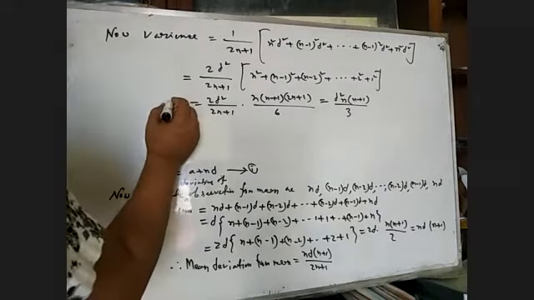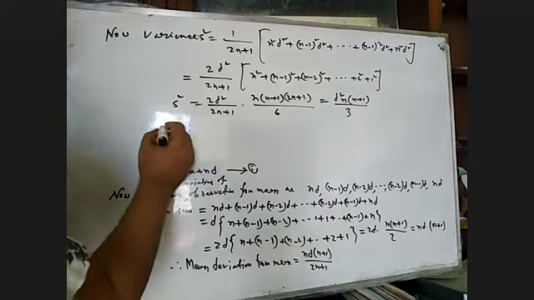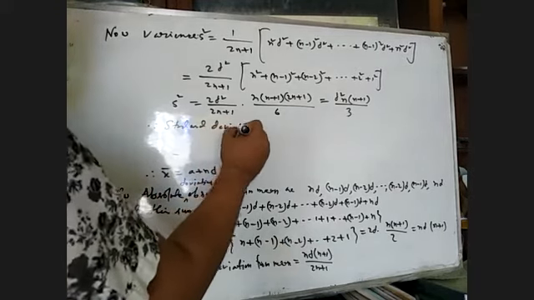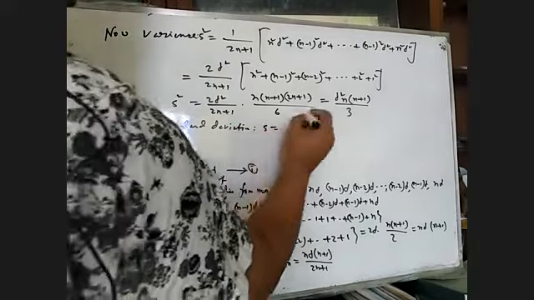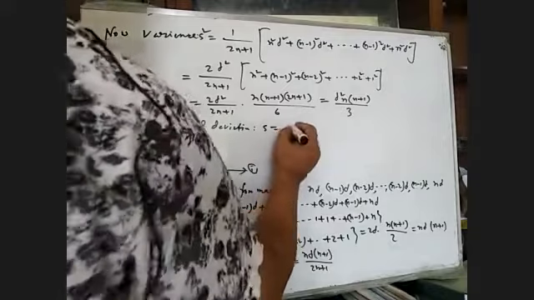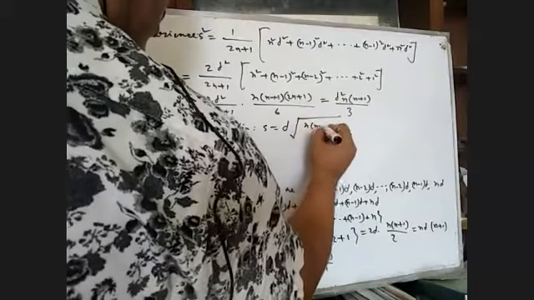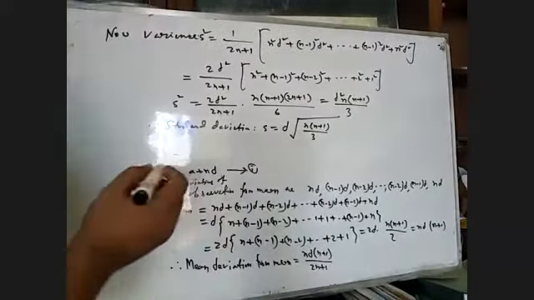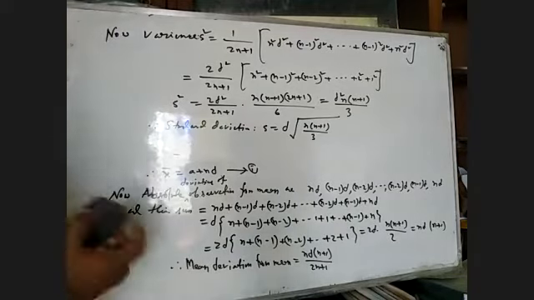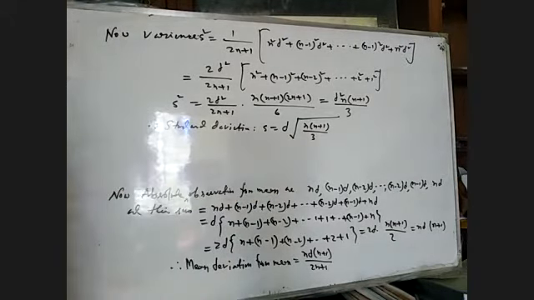Variance means you must know s square. So s square equals to this. So standard deviation s equals to what will be? Root over this, d into root over this one. Okay, because variance is the square of the standard deviation. Remember it, variance is the square of the standard deviation.